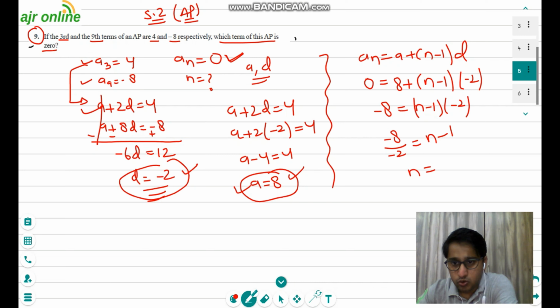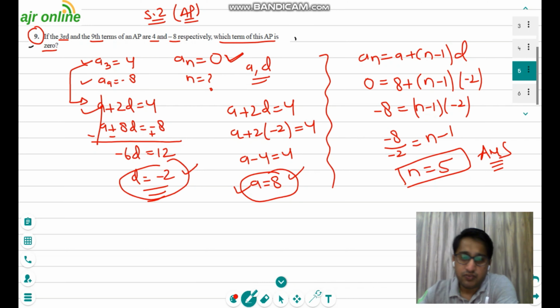n will come out to be 5 by solving. So n equals to 5 is the answer. It means that the fifth term of this AP will be 0. And if we check also, if you make the AP starting with 8, then it will become 6, then 4, then 2, then 0. And you can see 1, 2, 3, 4, the fifth term is 0. Okay, so the fifth term is 0.